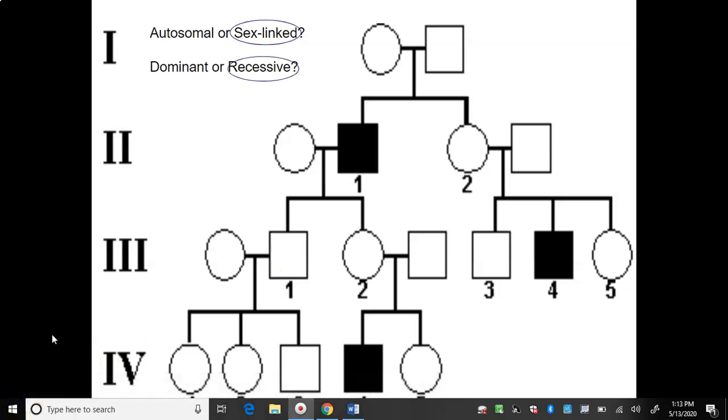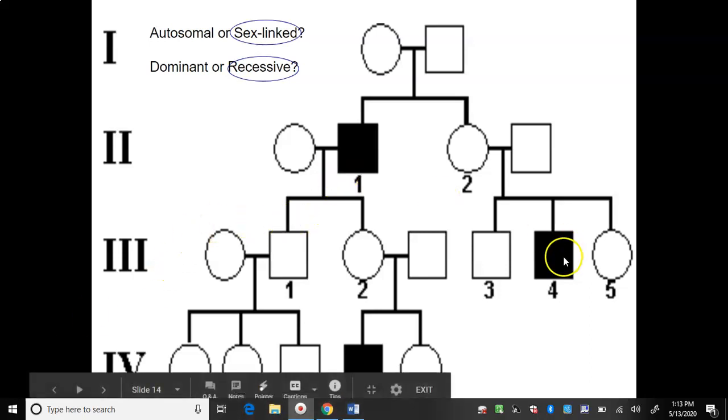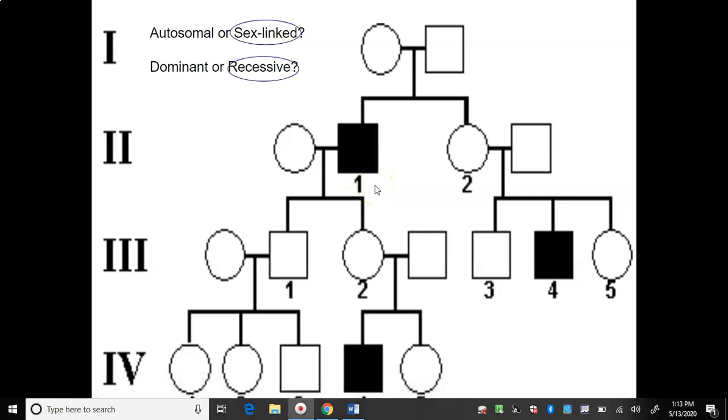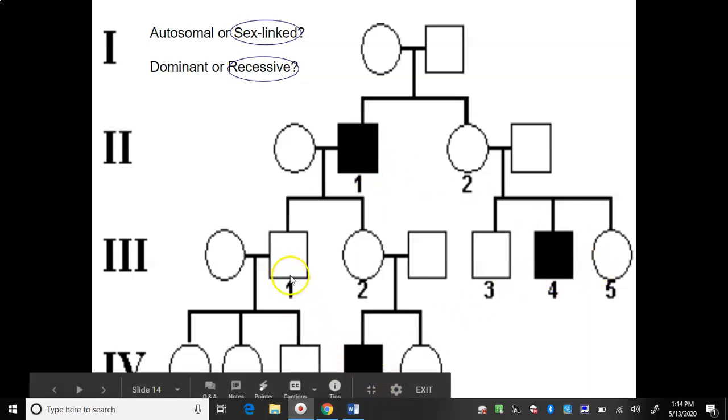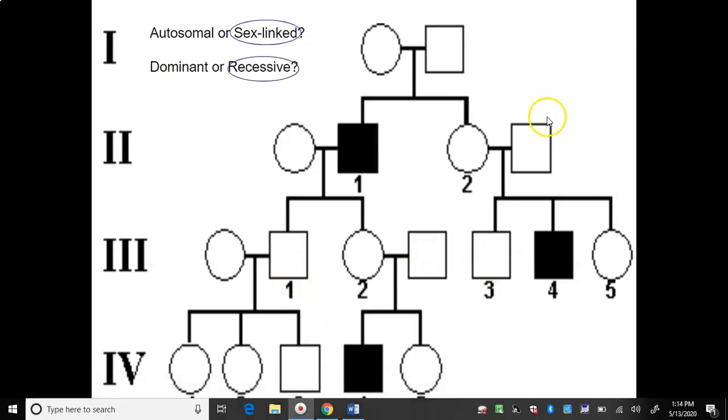Now, the next thing you might be asked to do is write the genotypes for these individuals. For anybody that's shaded in, so the males here, if it's sex-linked, you would have to write XY for the genotype, and you would put the lowercase allele because it's recessive. Say we're talking about hemophilia, because that's sex-linked recessive, you would put the little h on the X. So it would be X little h, and then Y for all these males. And all the males that aren't shaded would be X big H, Y.